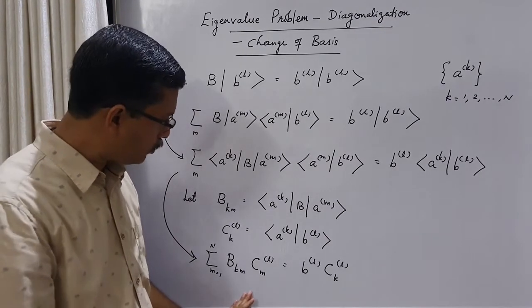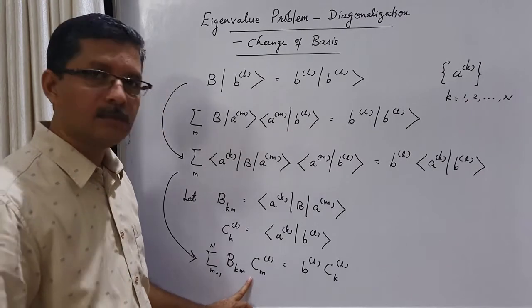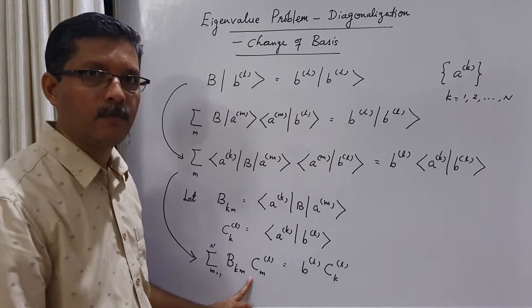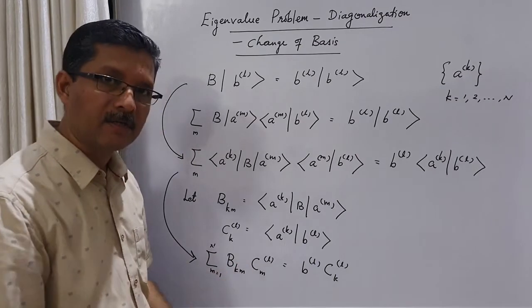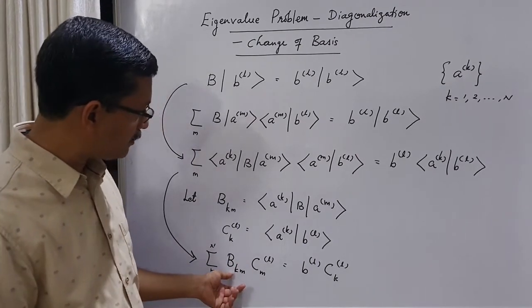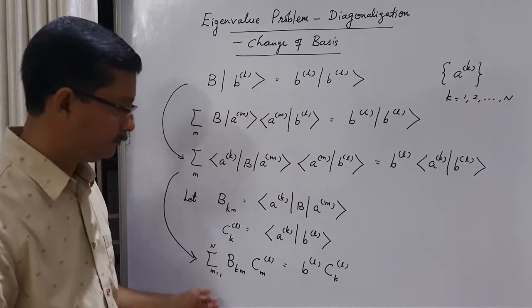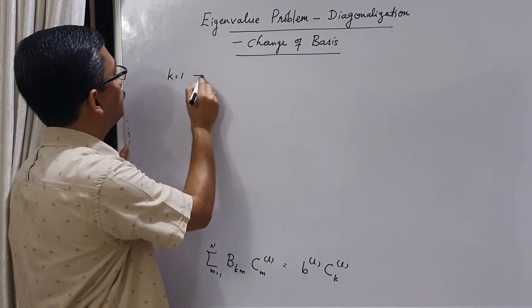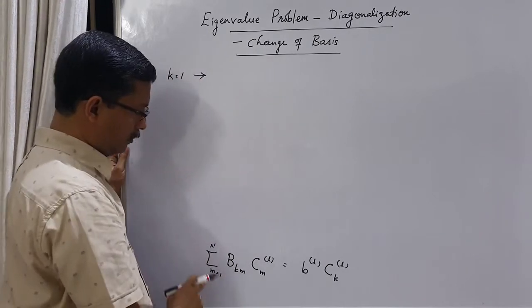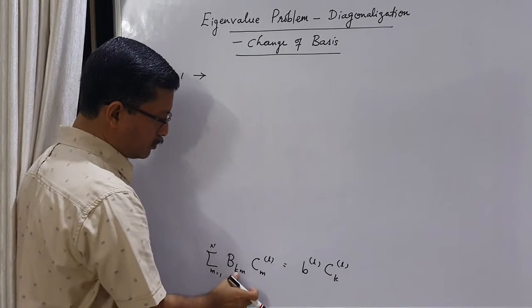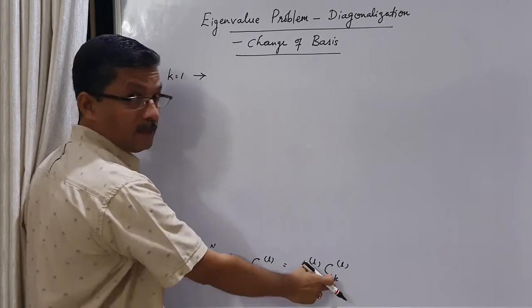Now I am going to show that this is connected to the eigenvalue equation of B in the matrix form, or this you can express in the matrix form. In order to see that, let us expand this using different values of M and K. For K equal to 1, what is the left hand side? So K is 1. Here also you put K equal to 1, here also put K equal to 1.